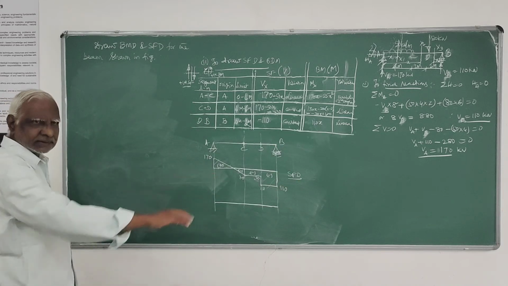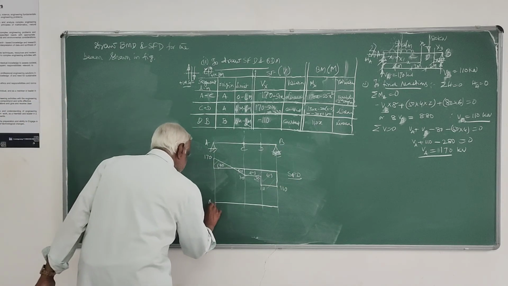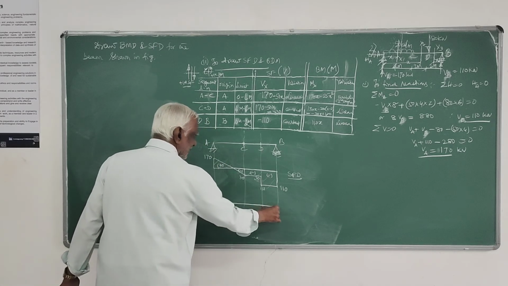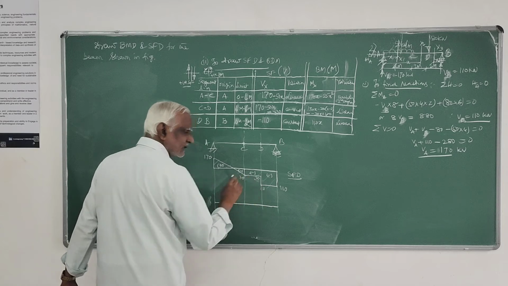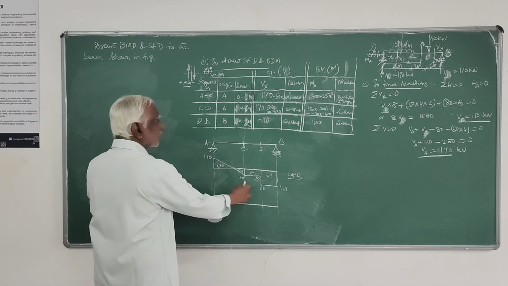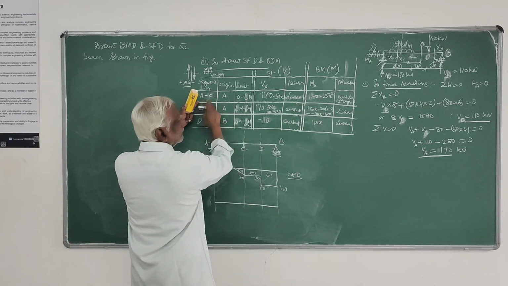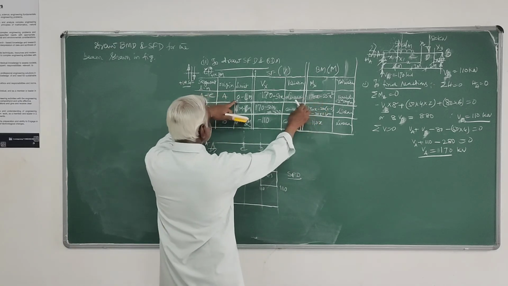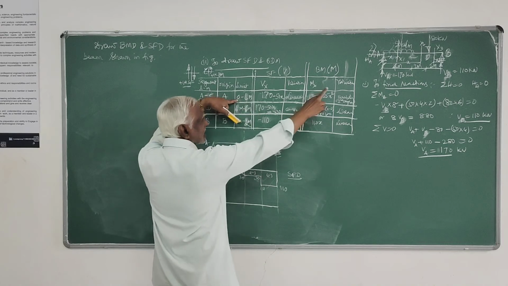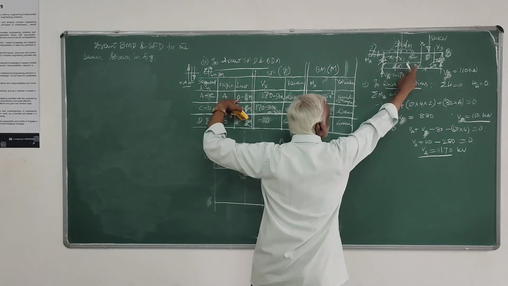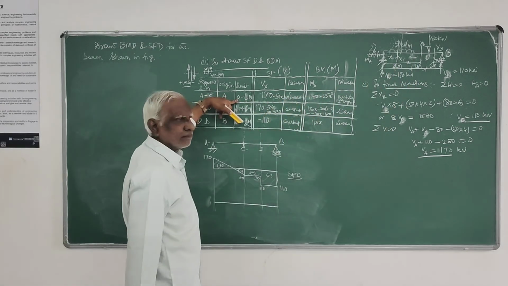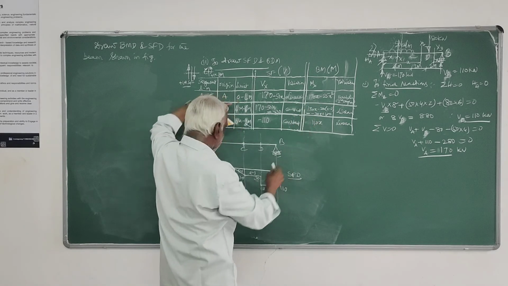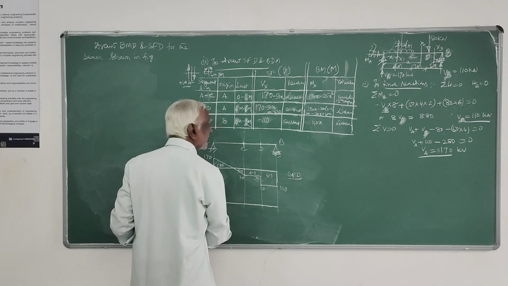Take that beam length A to B. Of course, I need not write, I have already written here. This is A, this is B, this is C, this is D. For the A to C portion, this is the parabolic variation. The variation of x is from 0 to 4, 4 meters from A to C. So x equals 0 means it is 0 at A.